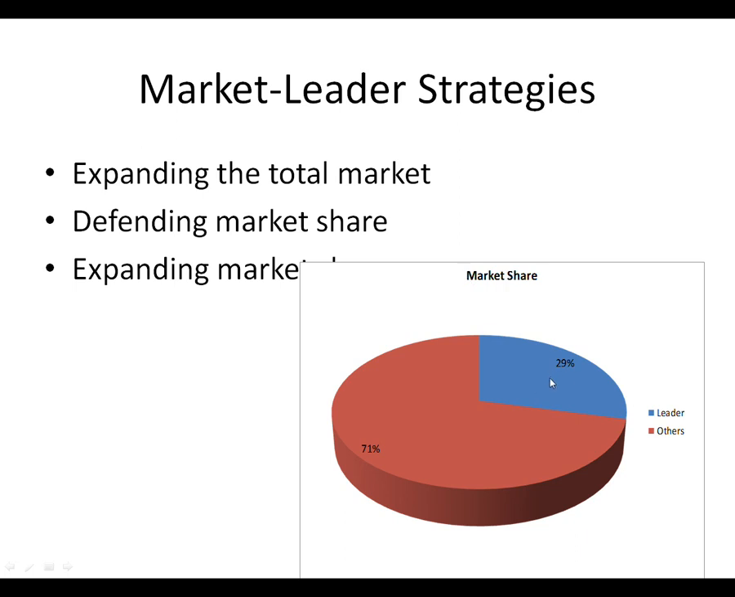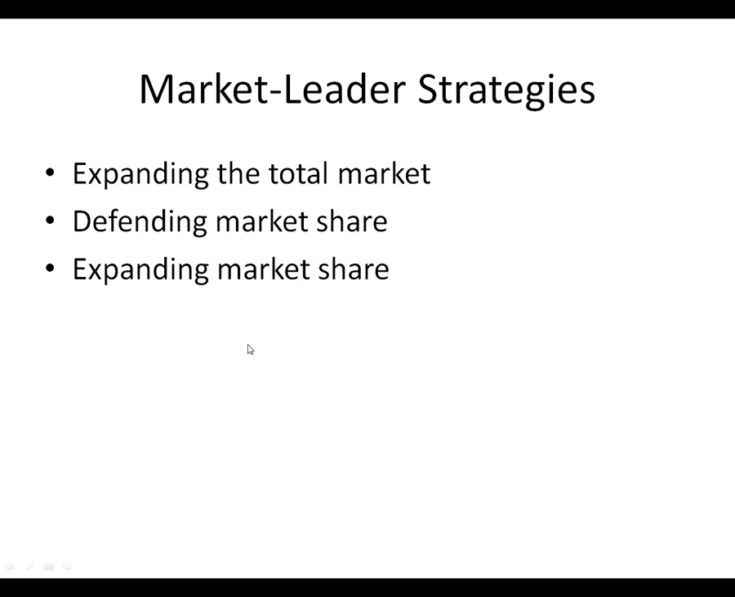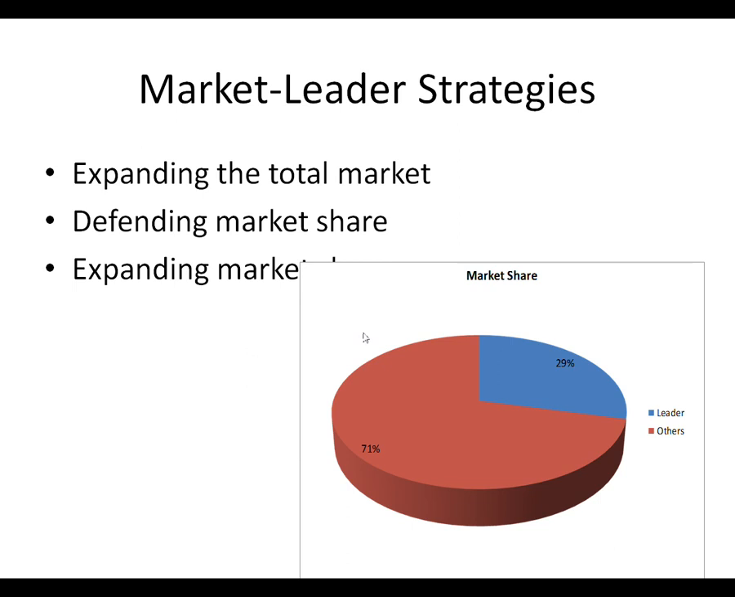You get to a certain point where you're happy with your market share, you can vigorously defend it against competition. And then finally, you can expand your market share. You want to take some of this 71% away, so you want to go to 30%, 31, 32, and on up. So sometimes it can be difficult, but leaders tend to know what they're doing.